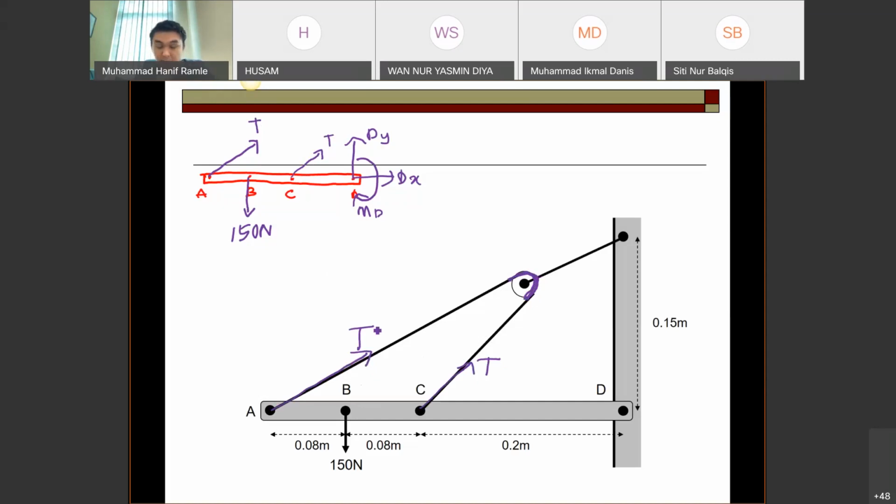But in different direction. It's not parallel actually, but the magnitude is same. Direction is different. Magnitude of T is same. So what's next? The FBD is not completed yet. What's next?